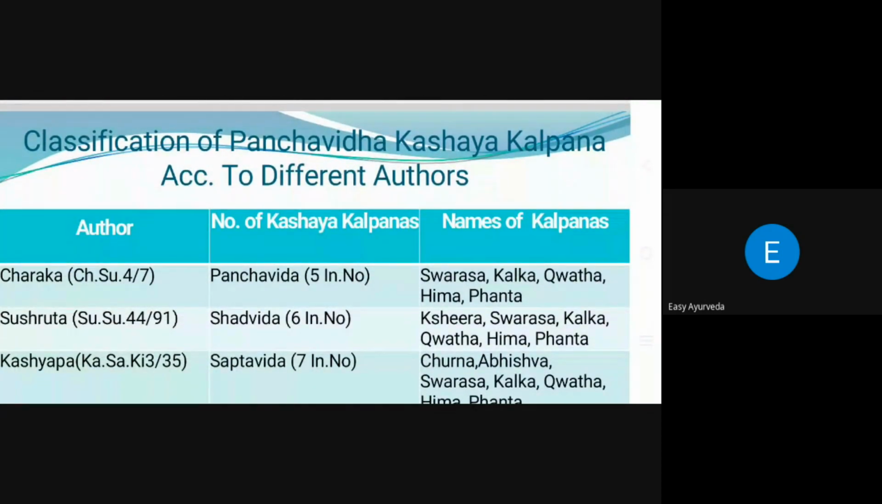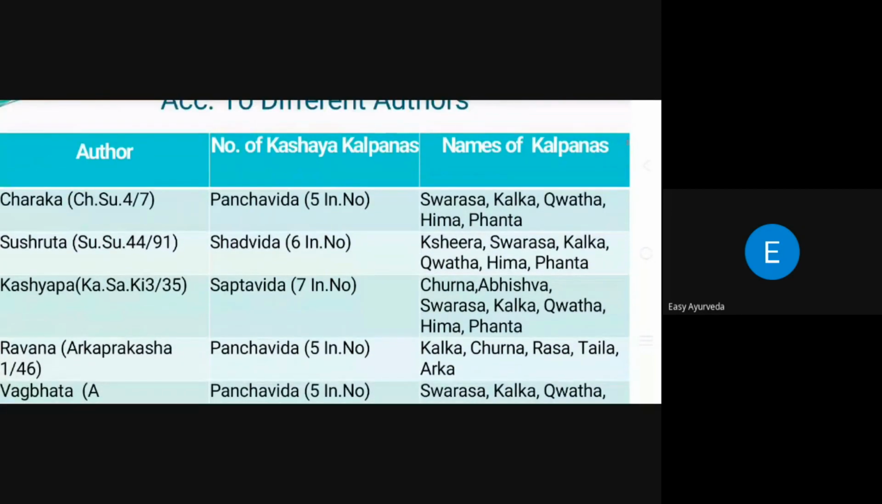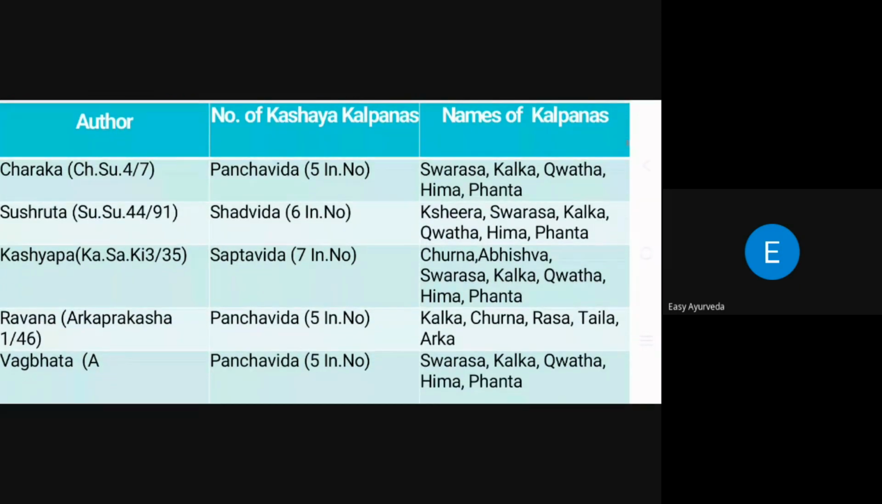We have a small classification here: classification of Panchavidha Kashaya Kalpana according to different authors. In Charaka Samhita also, there are five in number. They are told like this: Panchavidha Kashaya Kalpana iti tadyatha, swarasah kalkah kwathah shitah phanta iti kashayah. Here Shuta is used in the sense of Kwatha. Shusruta added Ksheera; here Ksheera means the latex of a drug. The names mentioned are Swarasa, Kalka, Kwatha, Hima, and Phanta.